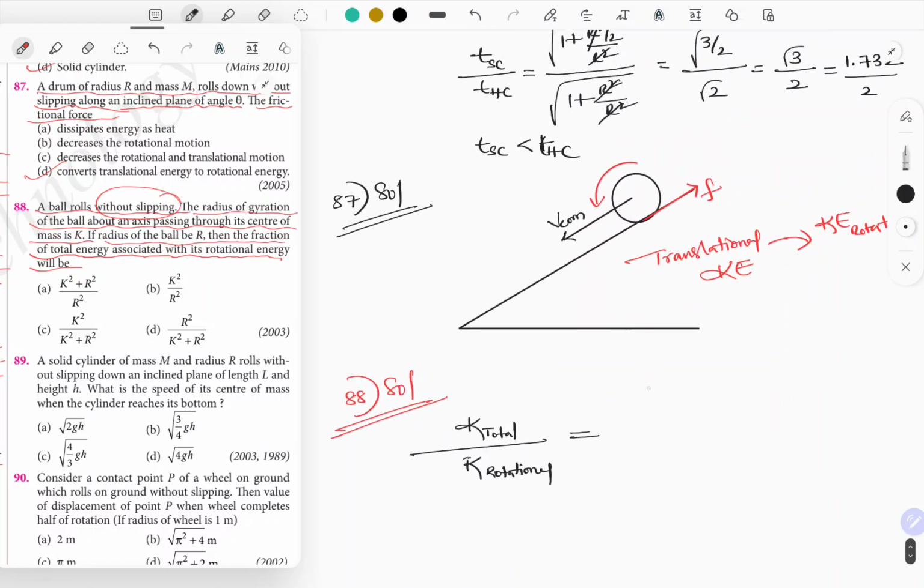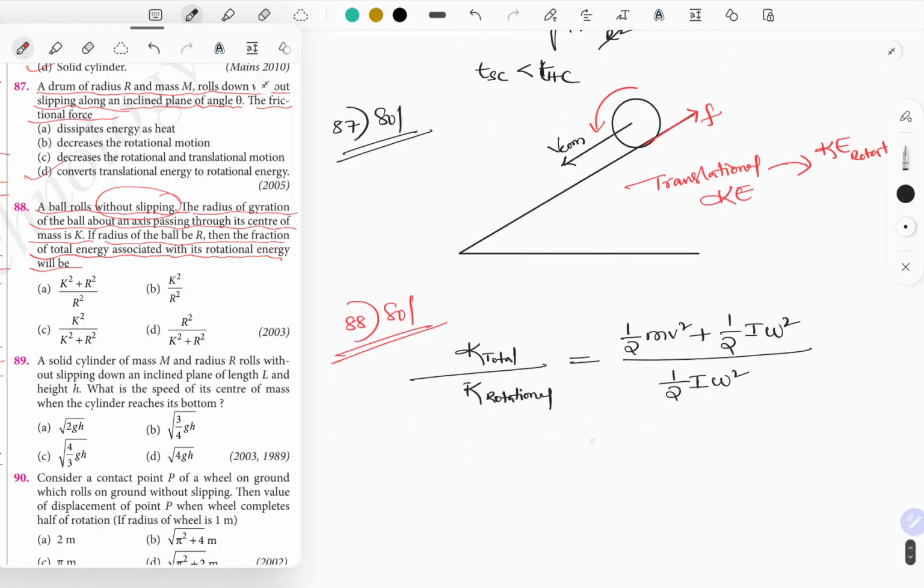What's the formula for total energy? Total energy is 1 by 2 mv square plus 1 by 2 I omega square. Rotational energy is simply 1 by 2 I omega square, right? So the 1 by 2 will get cancelled. Omega is replaced with v by r, so omega square is v square by r square. This is also replaced with v square by r square. So v square will get cancelled out.